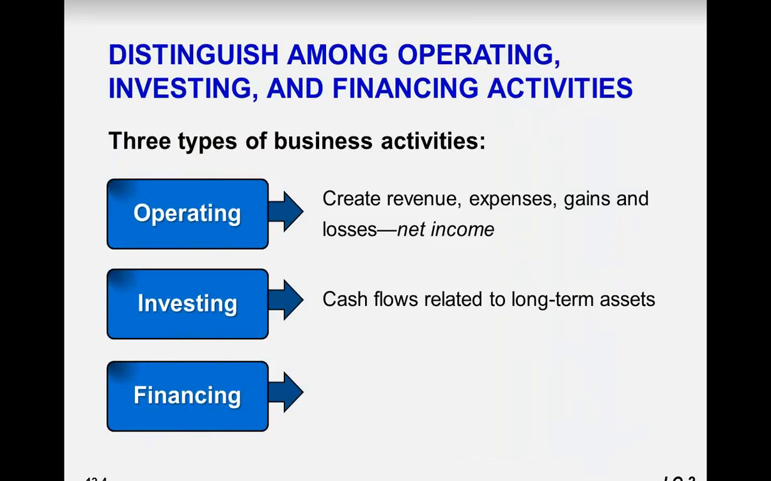Investing is the cash flow that's related to long-term assets. So this is where if you purchased equipment, you would have less cash. If you sold equipment, you would have more cash. If you had a long-term investment in another company, you would lay out that cash to get that investment. When you receive that investment back, you would get cash back. So if you spend the cash, it's a negative. If you get the cash, it's a plus.